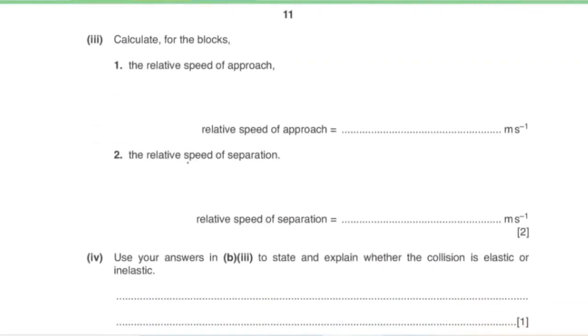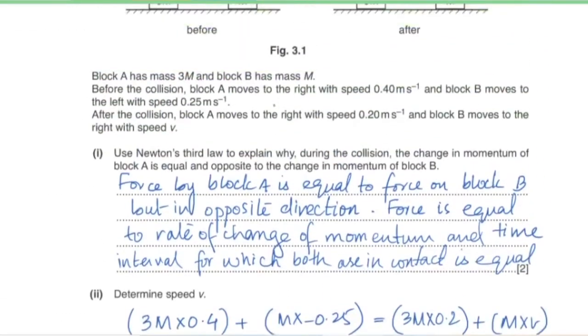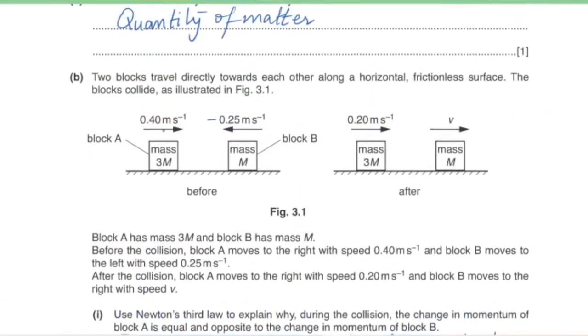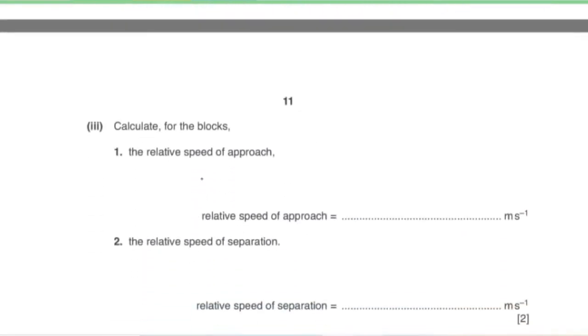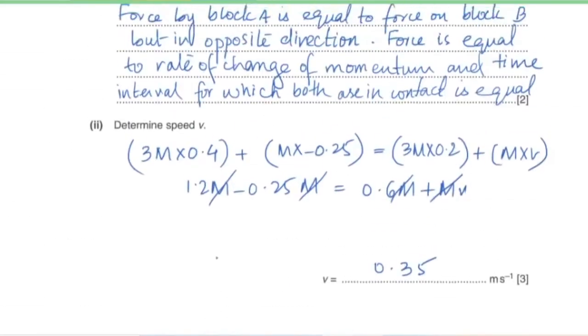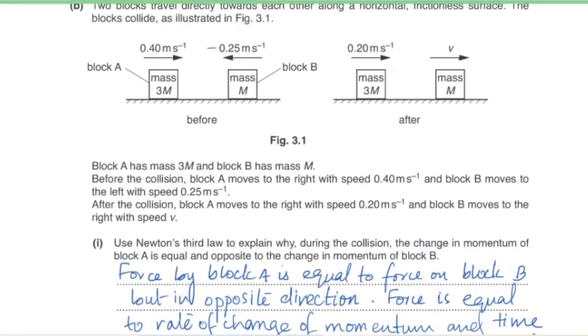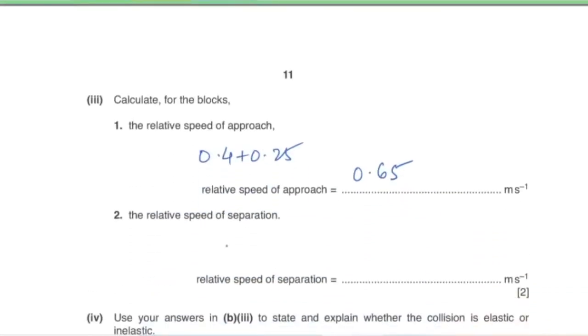Part 3, calculate for the blocks the relative speed of approach. So this is the sum of the speeds with which they are approaching each other. So 0.4 and 0.25, that's 0.65 meters per second. The relative speed of separation, so we'll subtract the velocities. So v is 0.35 and the final velocity of 3m is 0.2, so we'll subtract them, and that's 0.15 meters per second.